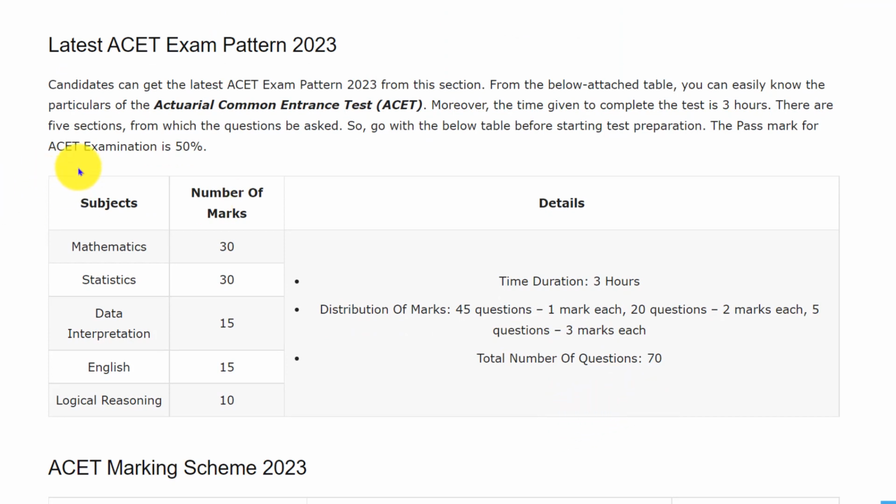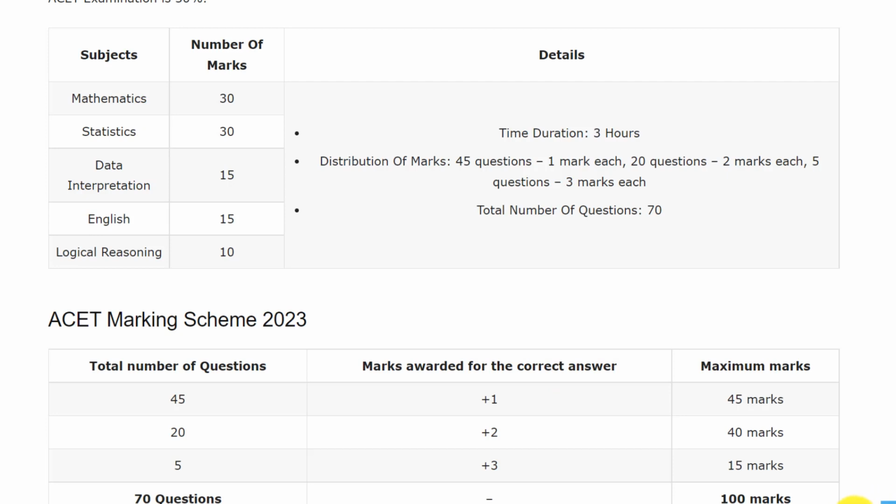Let's see the exam pattern. The pass mark for the ACET examination is 50%, and there are 5 sections in this question paper: mathematics, statistics, data interpretation, English and logical reasoning. The total duration is 3 hours, with 70 questions for 100 marks: 45 questions of 1 mark, 20 questions of 2 marks, and 5 questions of 3 marks. The marks are 30 from mathematics, 30 from statistics, 15 from data interpretation, 15 from English, and 10 from logical reasoning.